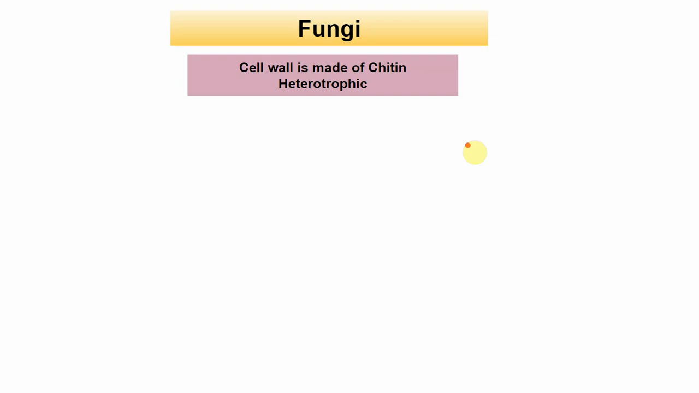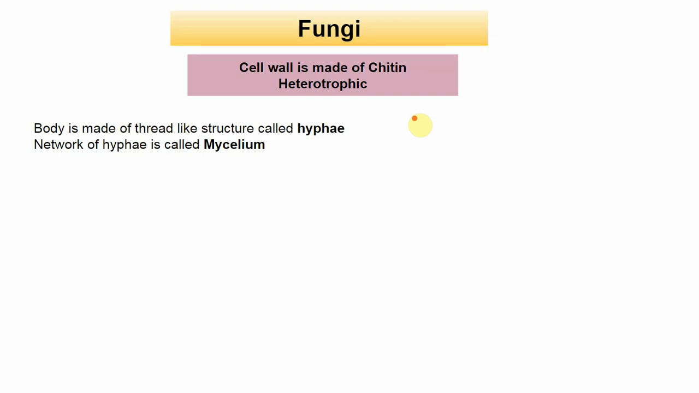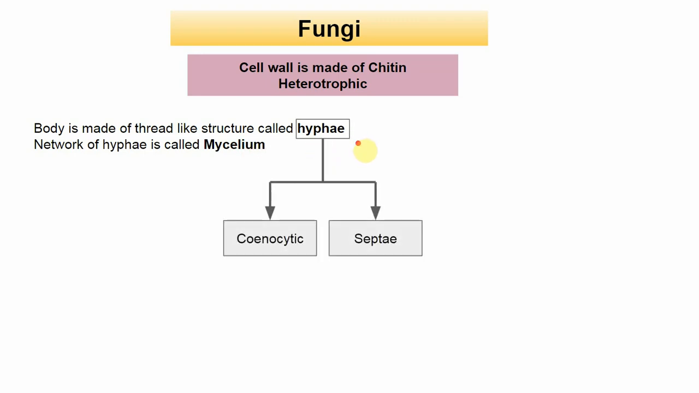Next is kingdom fungi. Now, in the case of fungi, the cell wall is made up of chitin, and the mode of nutrition is heterotrophic in nature. So the body is mainly made up of elongated thread-like structures called the hyphae, and the network of hyphae is called the mycelium. The hyphae are of two types: cenocytic or septate.